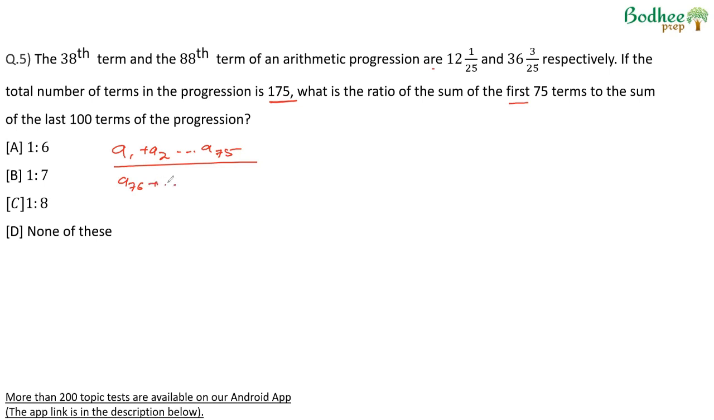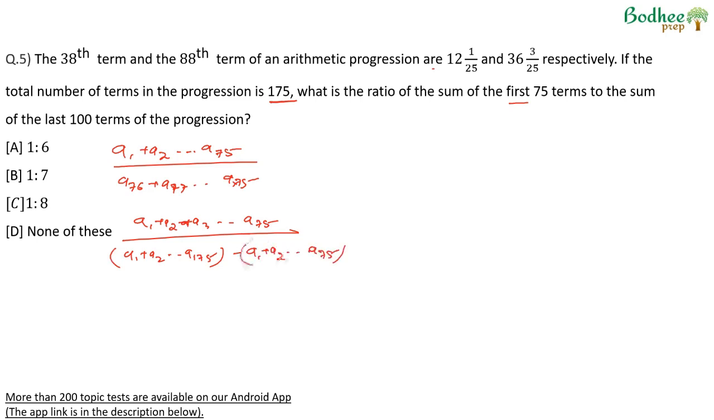A76, A77 up to A175. Again, this is nothing but the sum of the first 75 terms upon the sum of all the terms minus the first 75 terms: A1, A2 up till A175, minus A1, A2, A3 up till A75. If we remove the sum of the first 75 terms from the total, we'll get the sum of the last 100 terms. Now we look at A38 and A88.